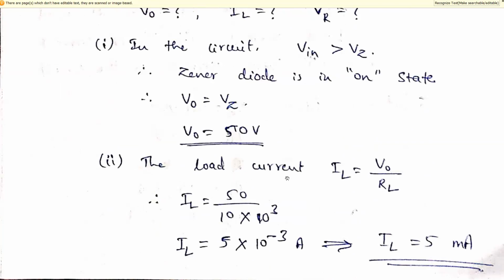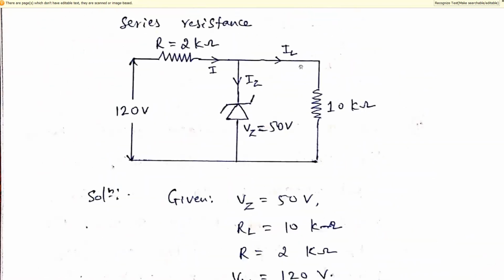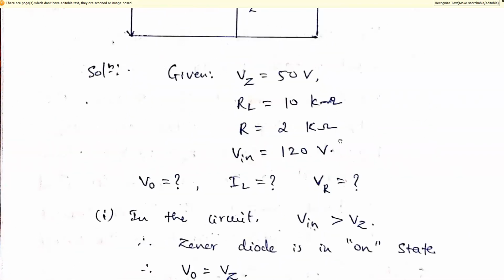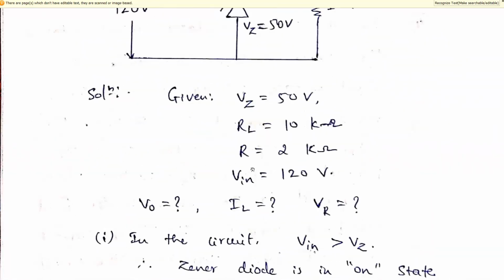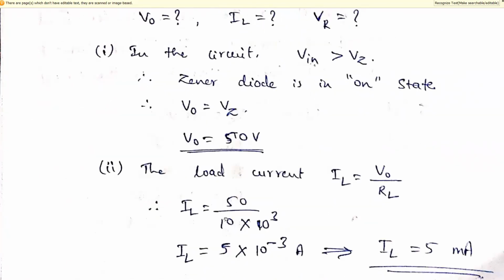Second question is the calculation of the load current. So load current IL will be equal to the voltage across this load resistance divided by resistance. That is in accordance with Ohm's law. IL will be equal to V naught by RL. V naught is 50 volt and RL is 10 kilo ohm, that is 10 into 10 to the power plus 3. If you simplify it, it will be 5 into 10 to the power minus 3 ampere. Minus 3 means it is milliampere. So load current will be 5 milliampere. That is the value of load current.